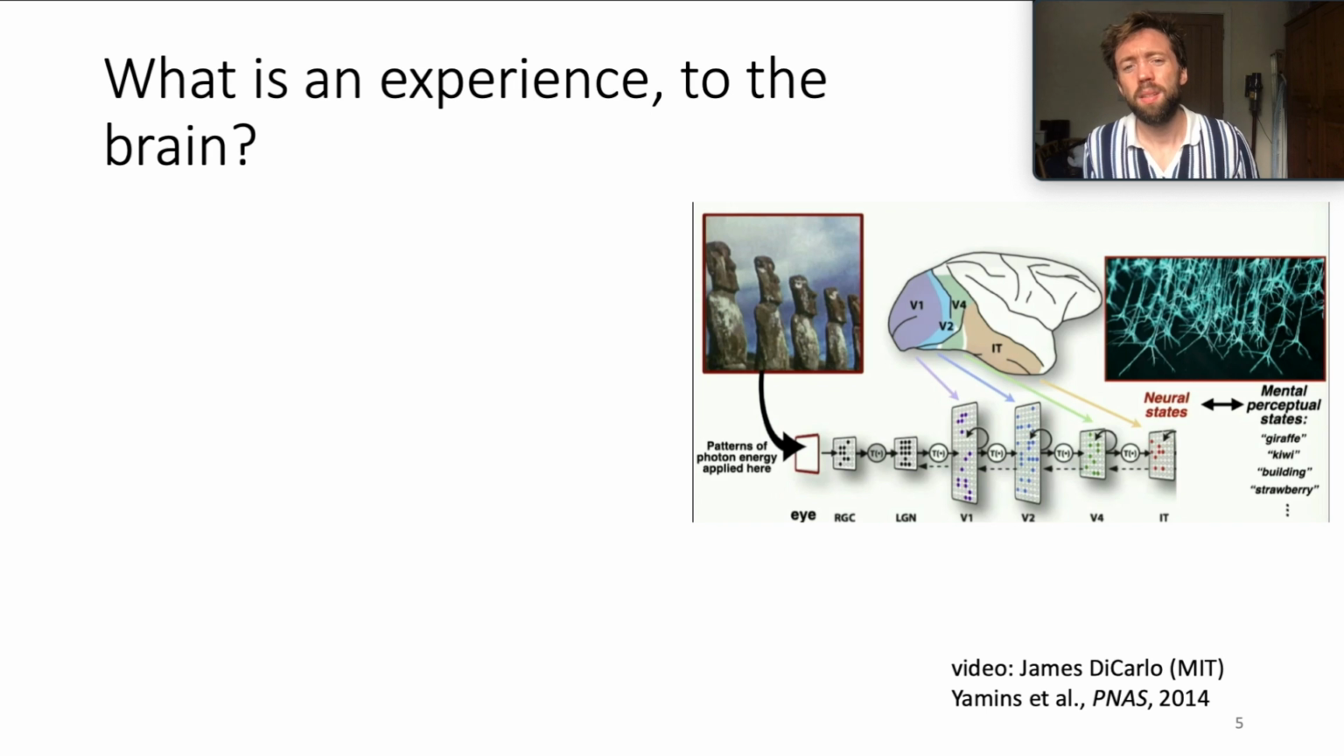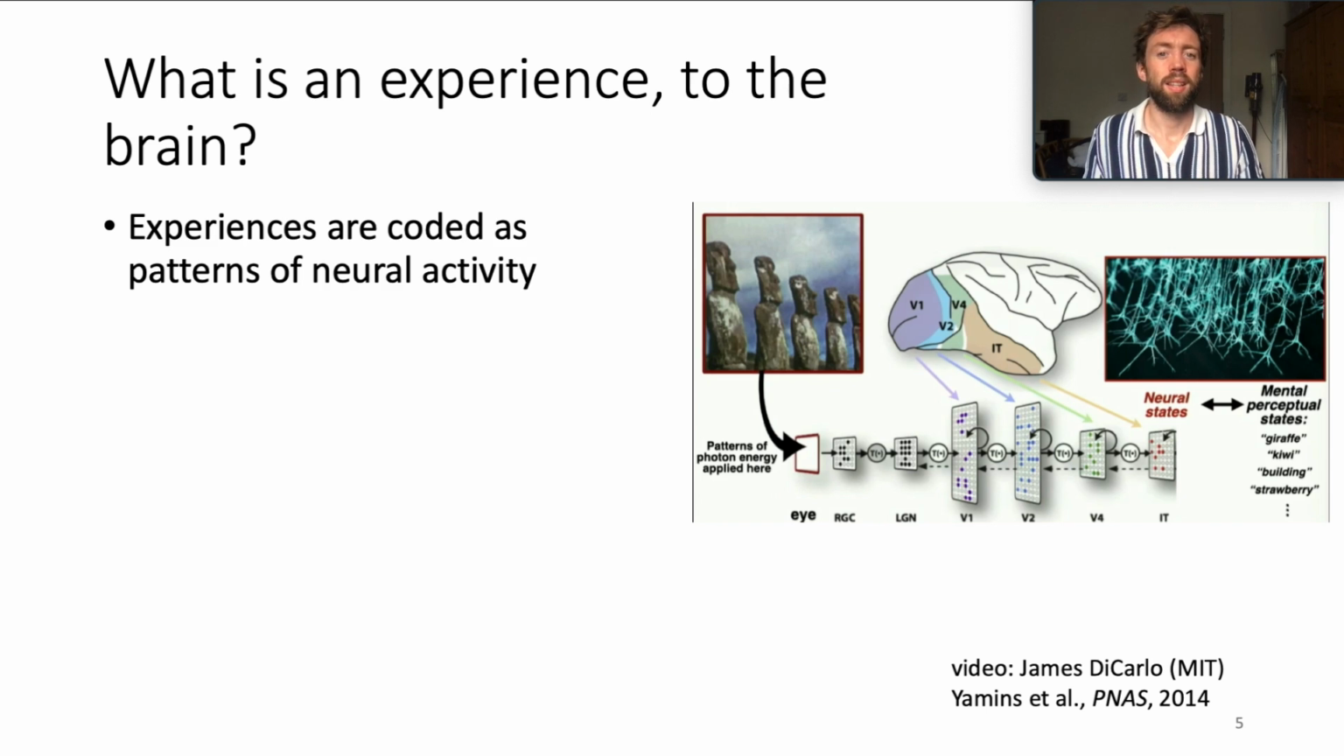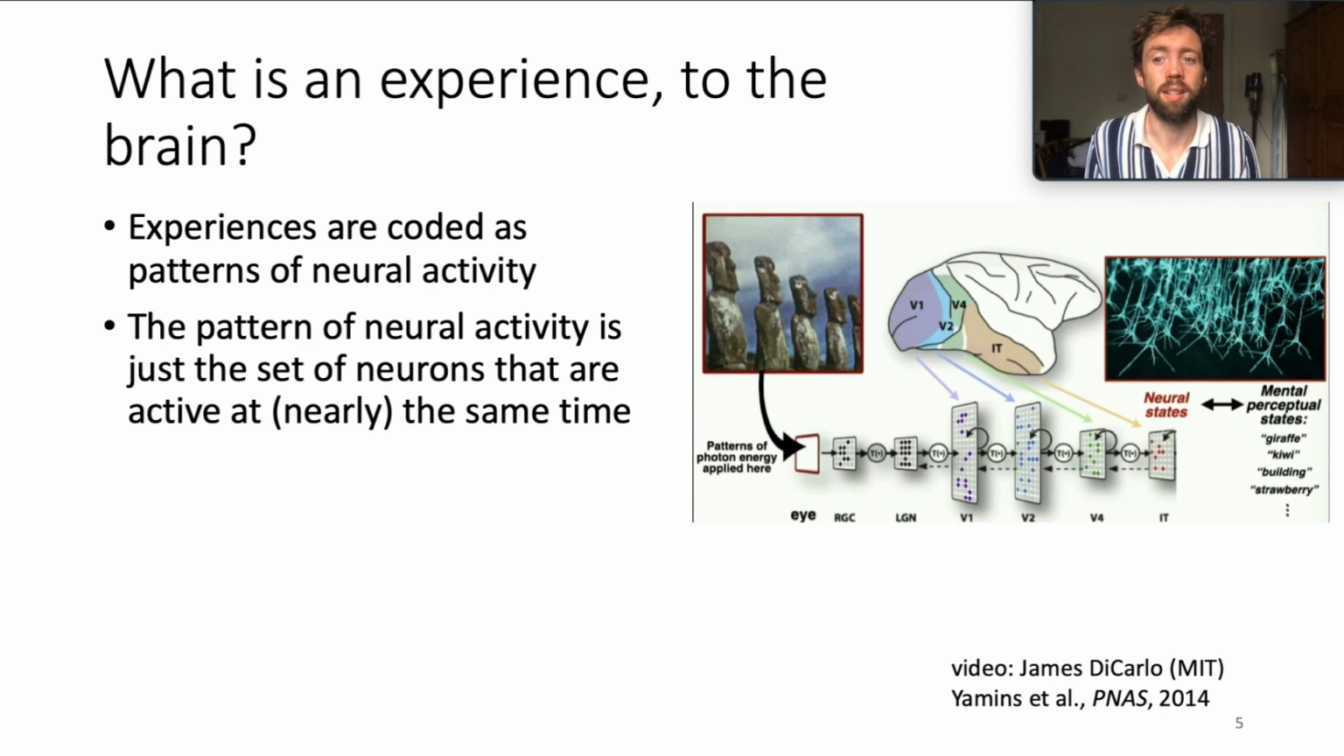So to begin with, let's step back and ask, from the brain's point of view, what is an experience or an event? In the brain, these events or experiences are coded as patterns of neural activity. And a pattern of neural activity is just the set of neurons that are active at nearly the same time.